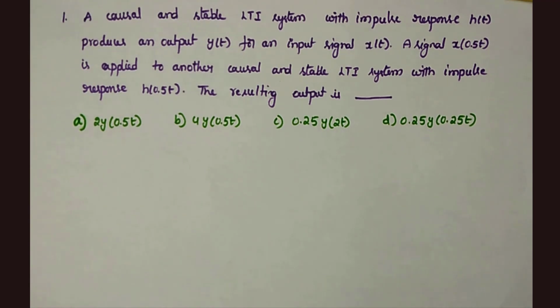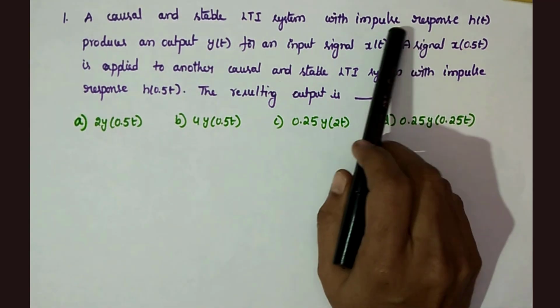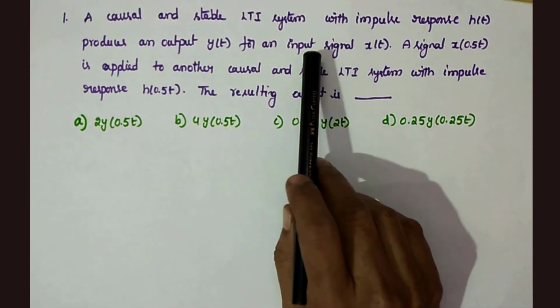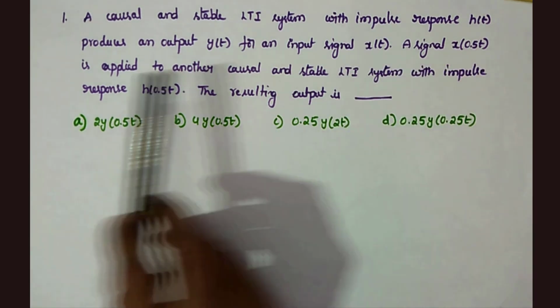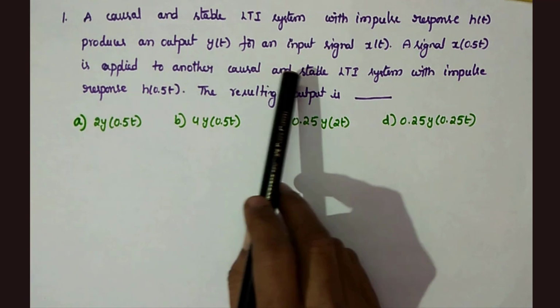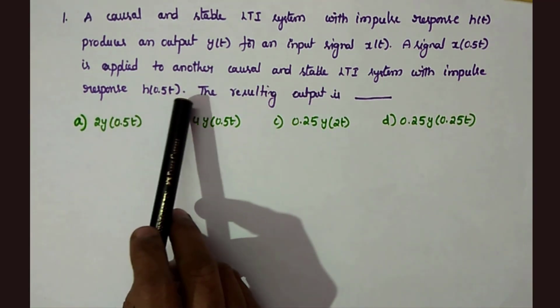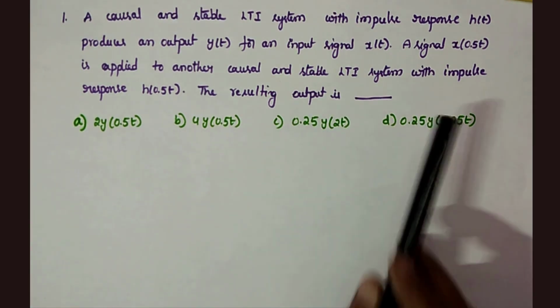The first question: a causal and stable LTI system with impulse response h of t produces an output y of t for an input signal x of t. A signal x of 0.5 t is applied to another causal and stable LTI system with impulse response h of 0.5 t. The resulting output is dash. These are the options given.